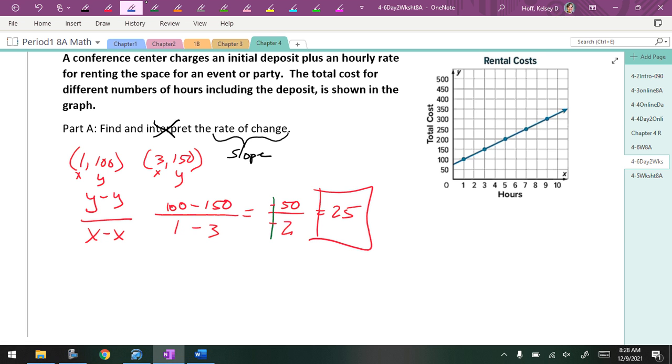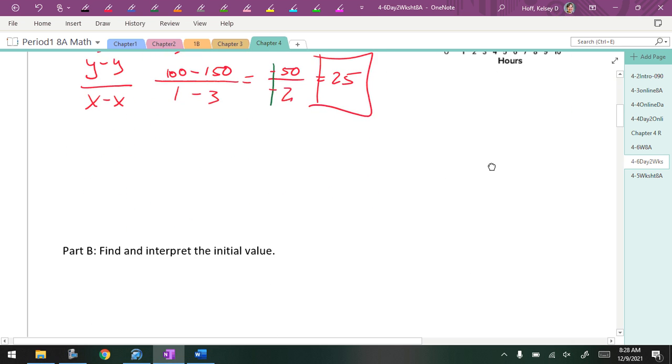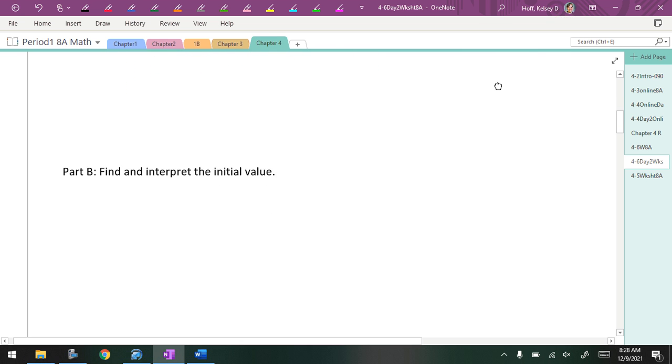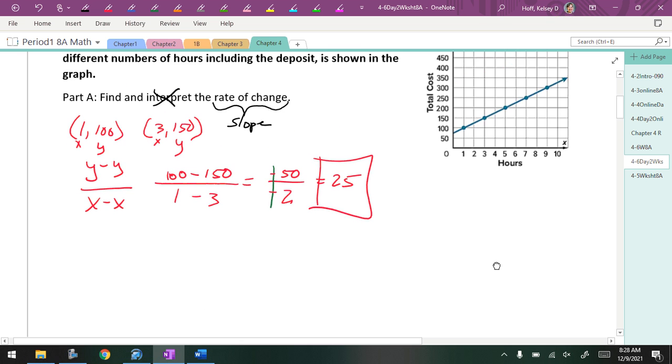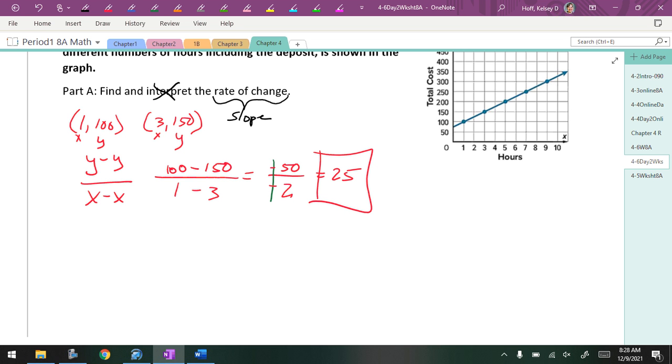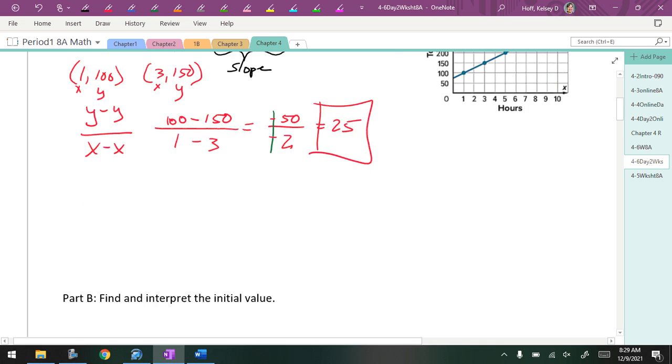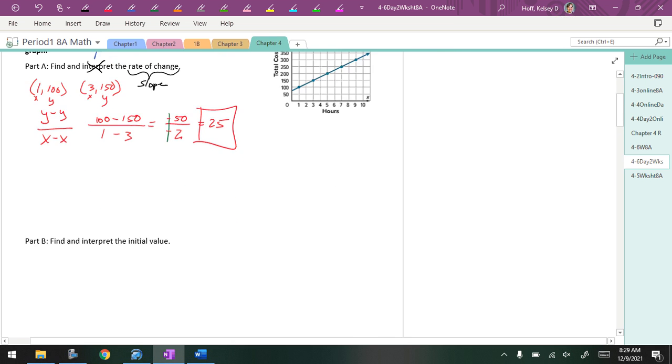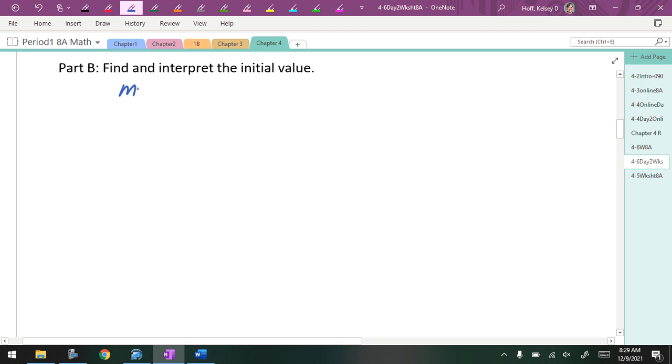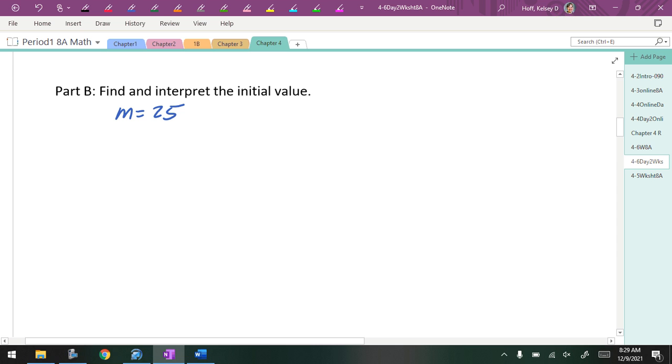Okay. Now we're going down to the bottom. Part B, find and interpret the initial value. For us to do the second part, what do you need? You need a, we're going to find the y-intercept. You need the slope, which we just said was 25. Okay. And what else do we need? What else do we need? We're going to plug into what form? We're going to make it look like that in the end. Y equals mx plus b.